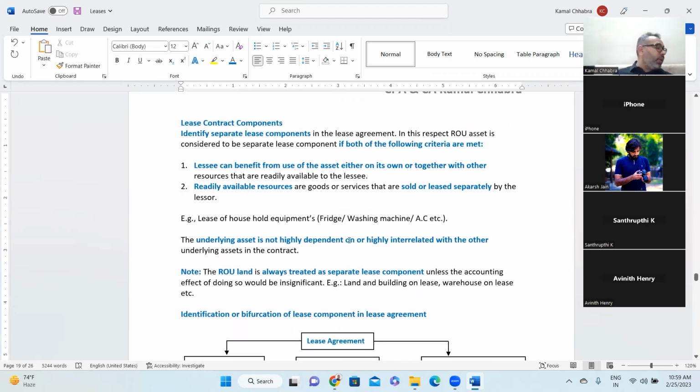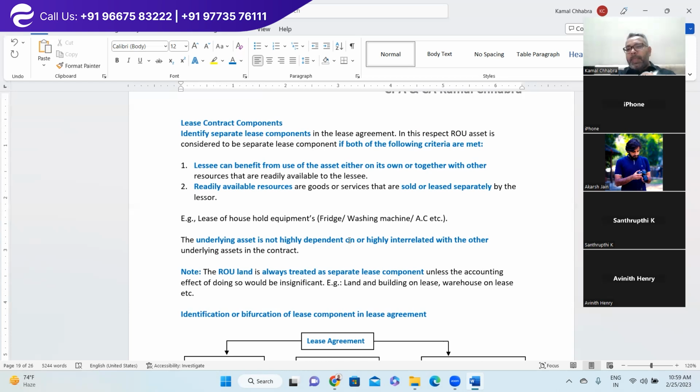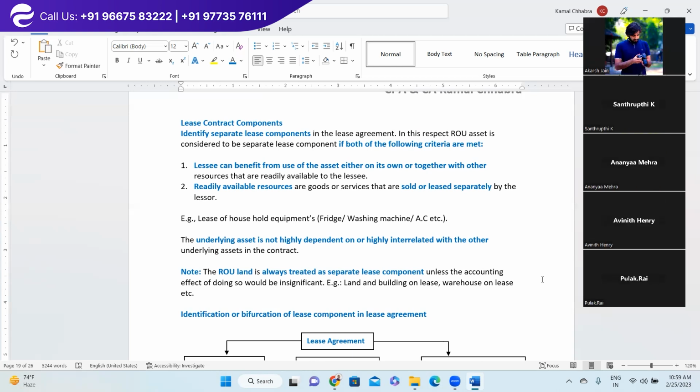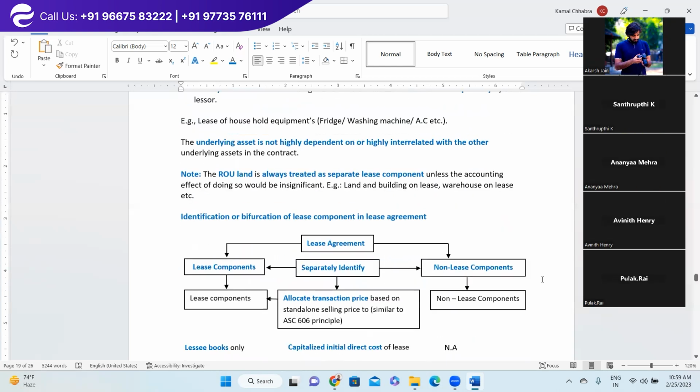What is lease contract component and what is non-lease contracts component? No, sir. We're good. Santrupti, Rajiv sir, Avneet. All good? Yes, sir. Okay, let's do a practice question.